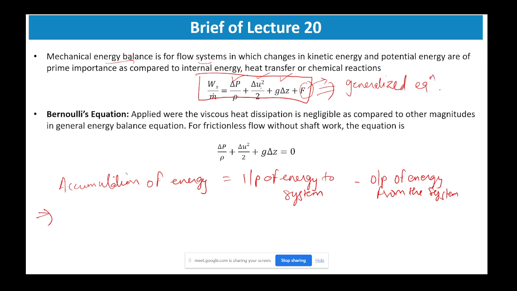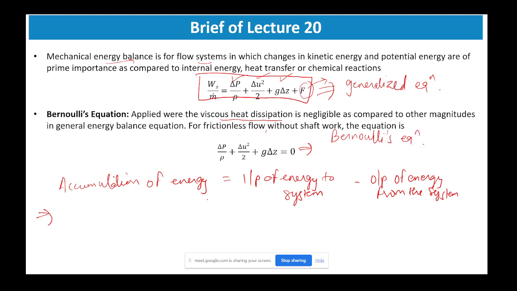and if we want to further simplify this equation, then what can happen is, so this is nothing but Bernoulli's equation, where we assume that there is no viscous heat dissipation, or it is very negligible as compared to what other terms are. In that case we can apply Bernoulli's equation, and also the frictional loss and shaft work are zero. So in that case what remains is delta P by rho plus delta U square by 2 plus g delta Z equals 0, which is nothing but Bernoulli's equation.